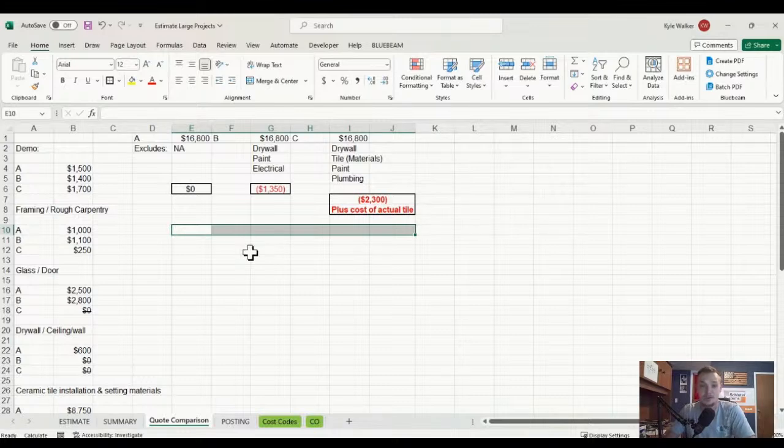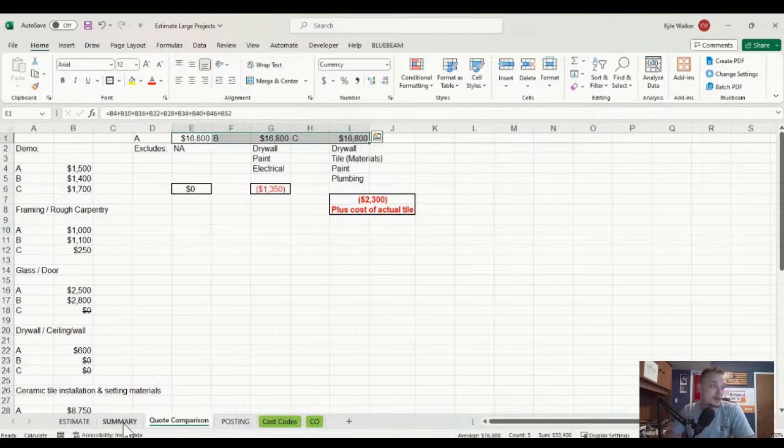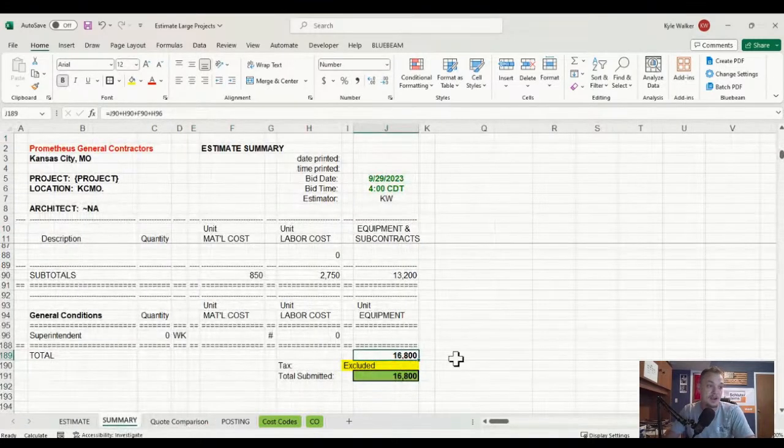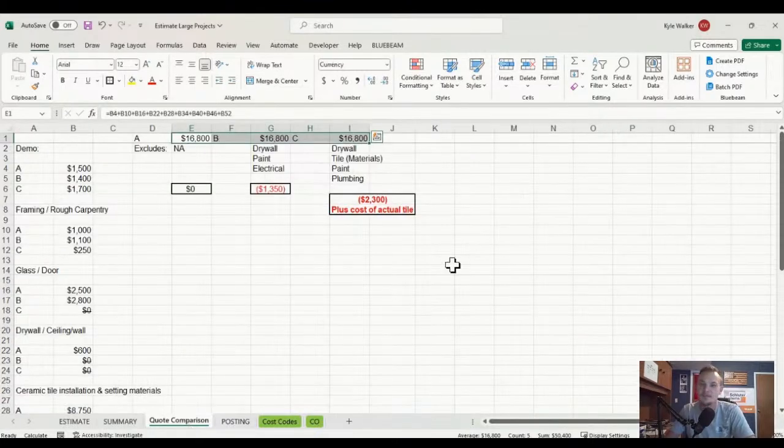You need to make sure that you can compare apples to apples. If you just looked at this bottom line, everybody's going, hey, we're at 16,800, 16,800, 16,800. Great. Well, I'm going to go with who I liked the best. Well, you might have liked contractor C the best. He might have been a great salesman and he talked your ear off. And he also has a kitty named Socks and a dog named Rufus.